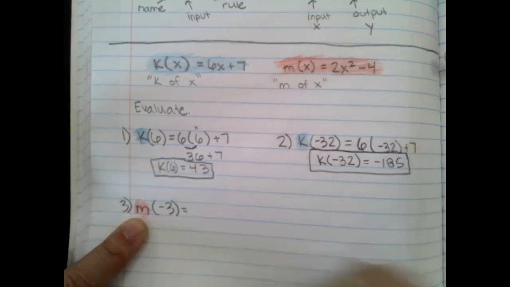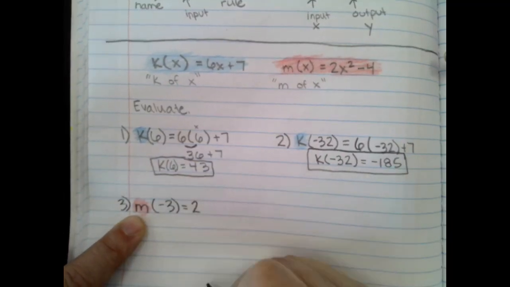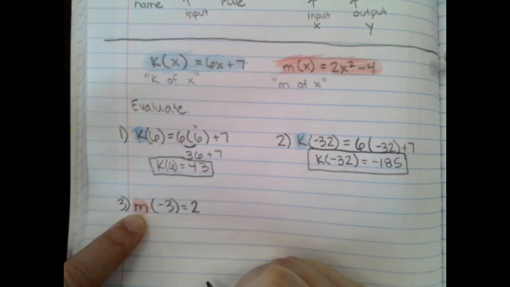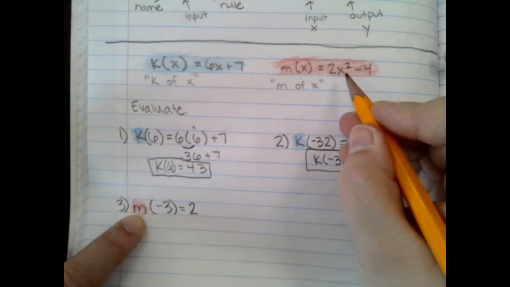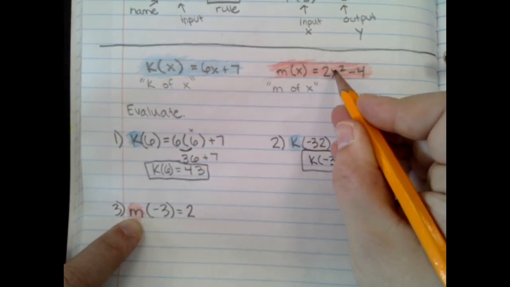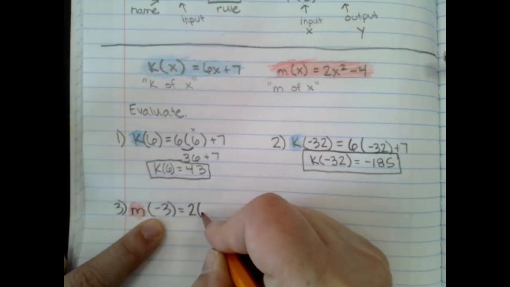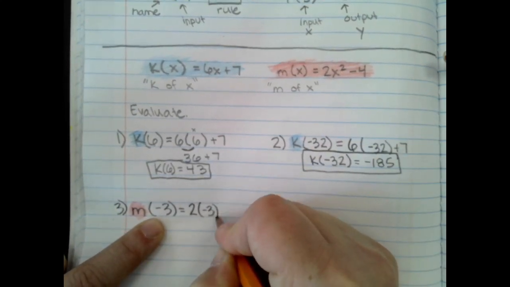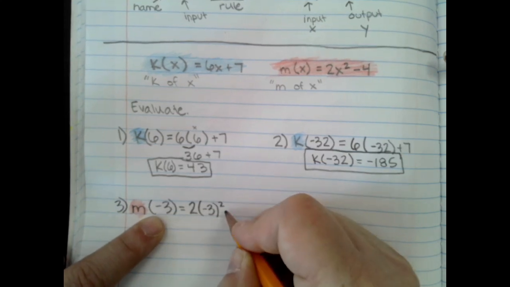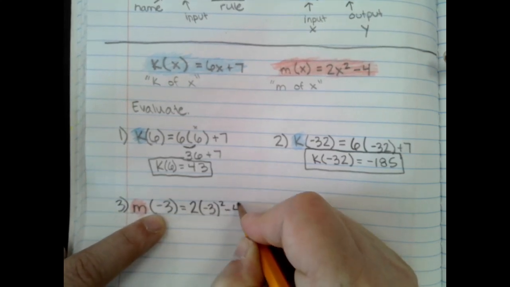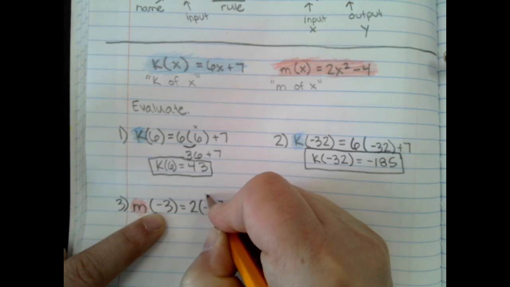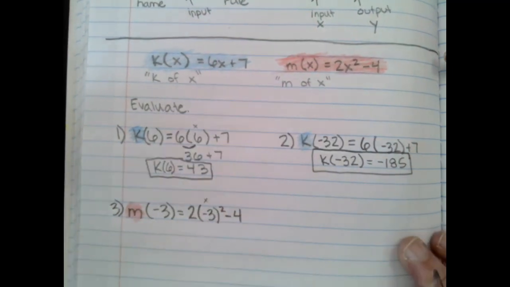Good, we're starting with that m, so 2, 2x squared. Good, but what instead of x? Parentheses. Yeah, we're going to use those parentheses. Those parentheses are going to be really important because that's going to help our calculator do that work for us if we're using our calculator. And then minus 4. So the only thing we replace is that x.